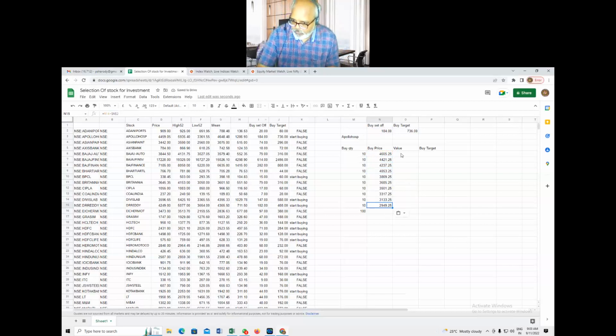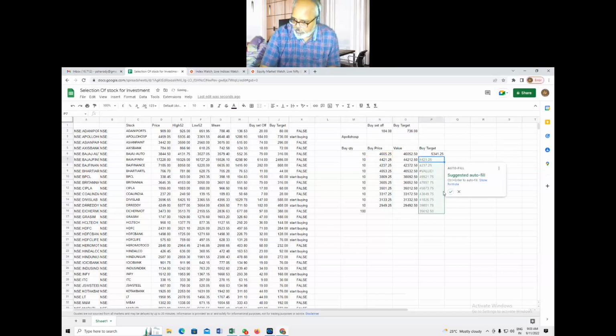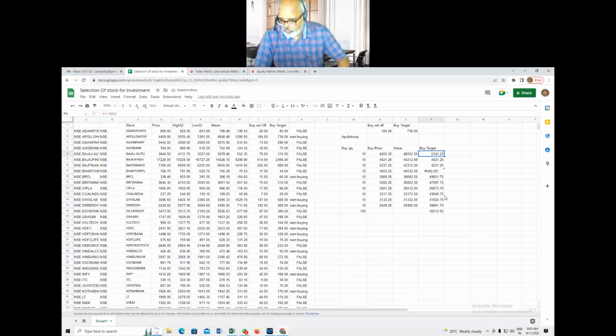what would be my next level of buying. And if I consider the value of the stock, you can see that I'm getting the value of the stock. I just drag it, and buy target would be whenever I buy plus my buy target, this would be my target price. Whenever you do this, you have to put F4 so that the value remains constant there.